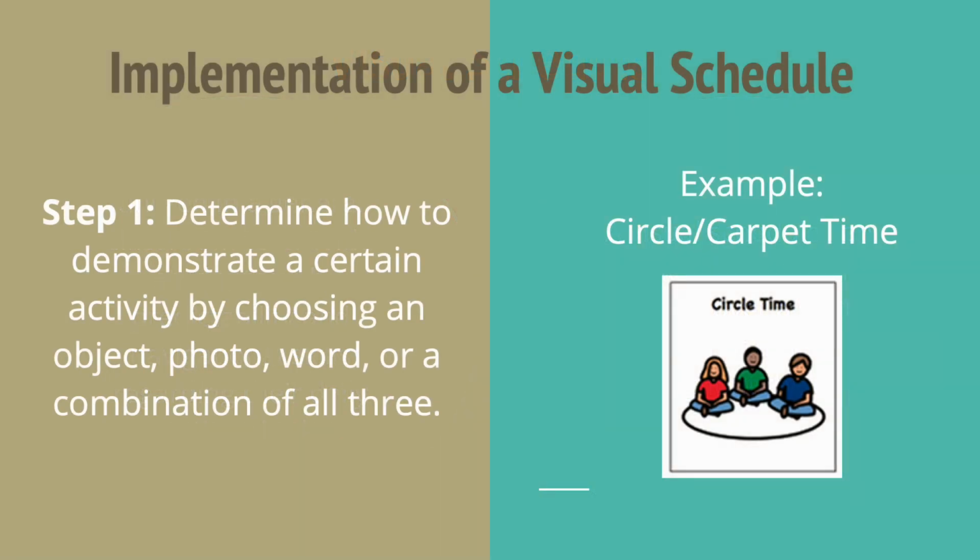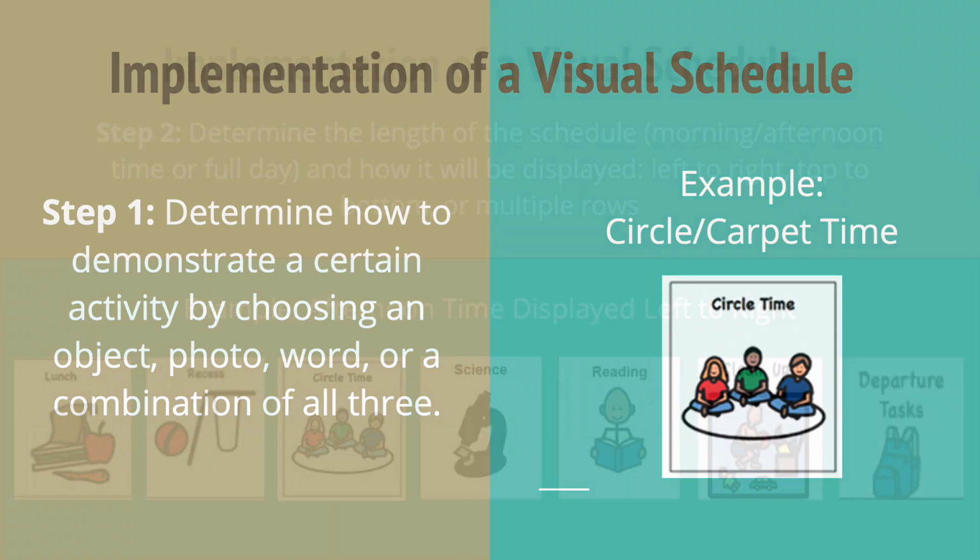Step 1 of implementing a visual schedule includes determining how to demonstrate a certain activity. You can choose an object, photo, word, or a combination of all three. For example, this visual cue card discusses circle or carpet time with a combination of all three.